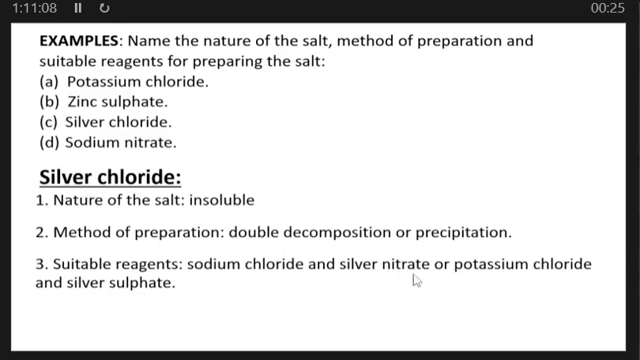So we can also have potassium chloride. So potassium chloride can provide the what? The chloride here. And what? Silver sulfate. So the silver sulfate can provide this silver here. So when we react this and this, it will give silver chloride and sodium nitrate. But what we are interested in is the silver chloride that will be made. Alright, I hope you are understanding.